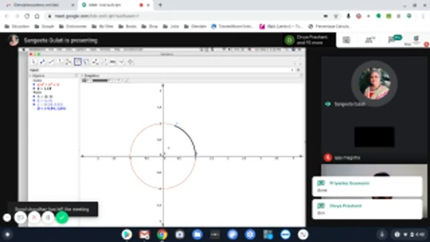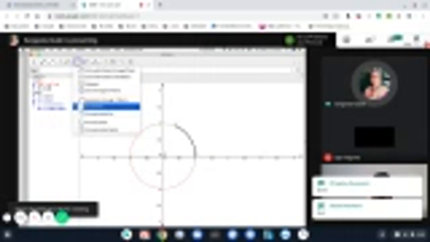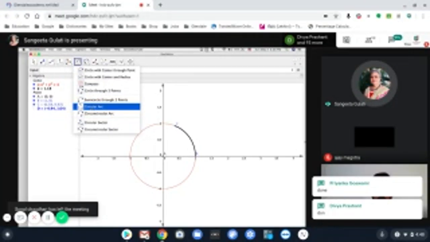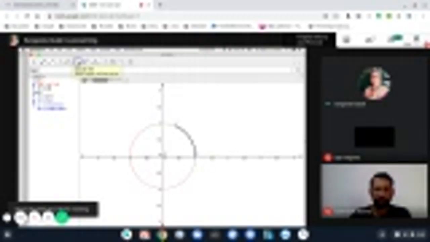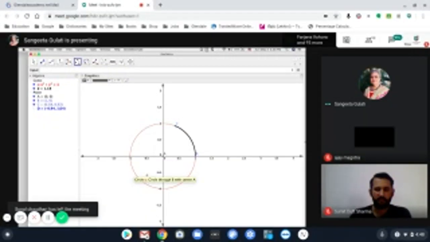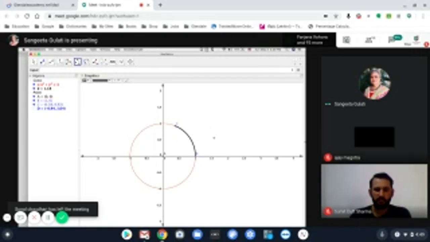Right. So to get the arc, again go to the circle tool. Look for circular arc. The moment you click on circular arc, it says select center and 2 points. So that is already marked. You will click on the center and then you will come to the point B and move that point. It will give you this circle arc.